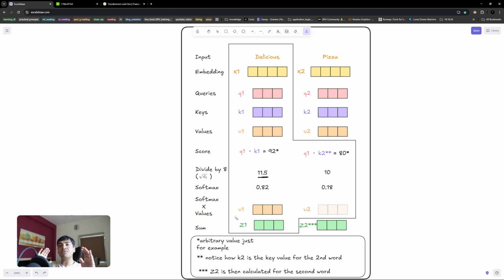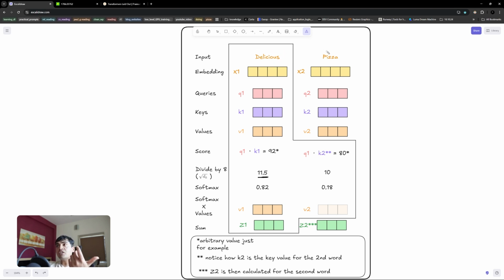Now we take these v1 vectors. So if there were multiple tokens, it would be v1, v2, v3, and so on, and sum them up to get a z1 vector. And this is our attention value. So this single vector has all my attention information for this one word. For delicious, this is all the attention value I need.